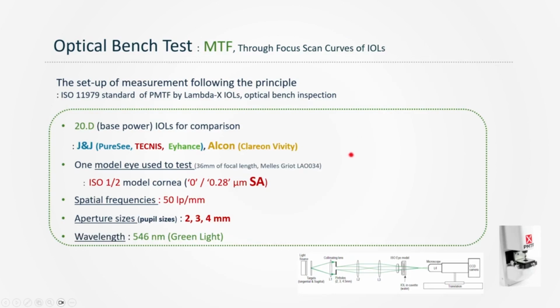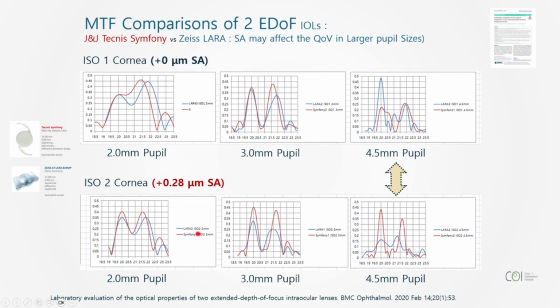And let's look at the optical bench test outcomes. We measured these settings and we tested two different corneal spherical aberrations, 0 and positive 0.28. And we measured three different types of aperture. Previously we published that it is very important to understand the pupil size and the spherical aberration of the IOL itself, because the Symphony and the LARA lens showed totally different outcomes in the large pupil size, depending on the spherical aberration of the lens itself.